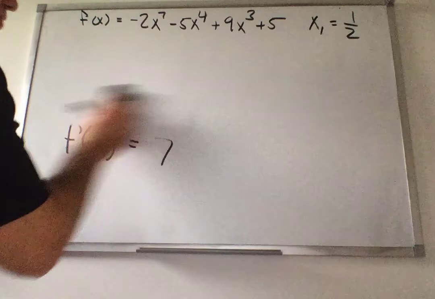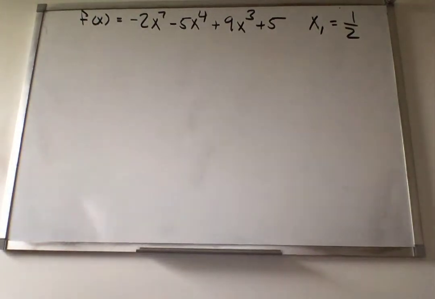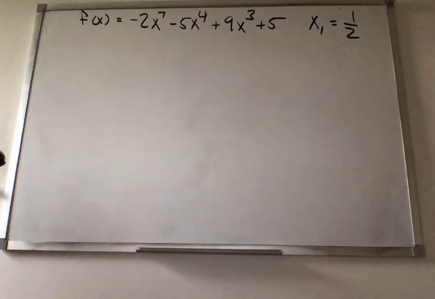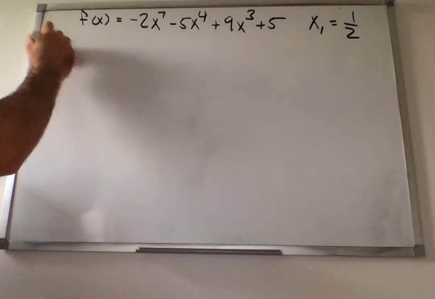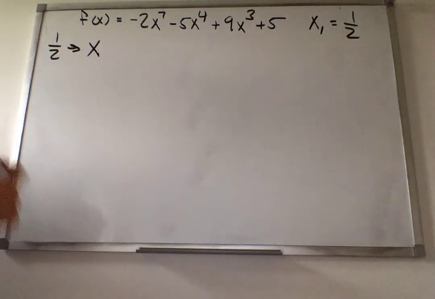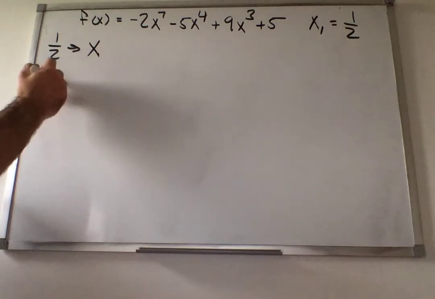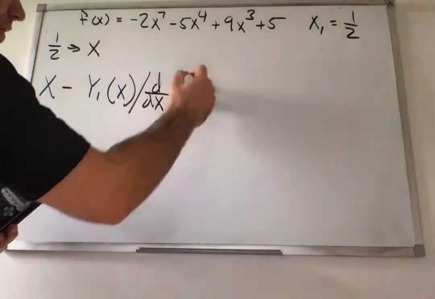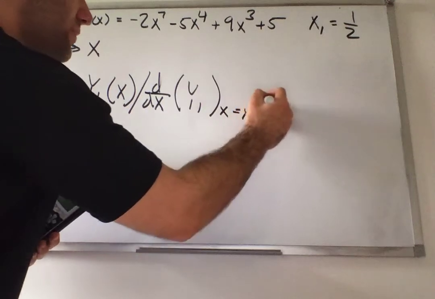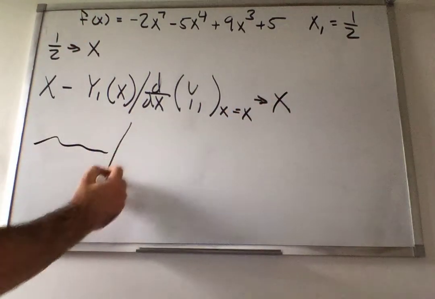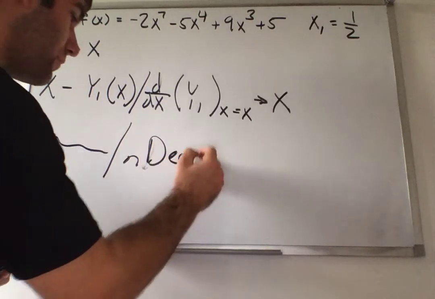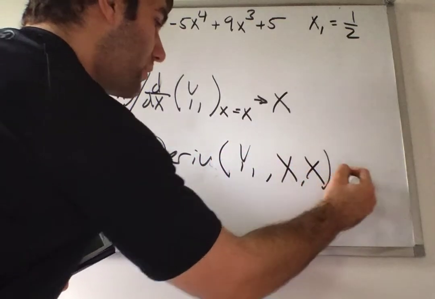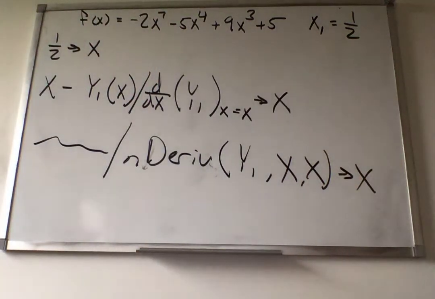Now I'm going to apply Newton's method. So I have to enter this function into y1. After I entered it into y1, I need to store 1/2 into x. Same process as we have been doing. And then x minus y1 of x divided by the derivative of y1 at x, that is, nDeriv of y1 comma x comma x, store that into x, depending on what calculator you have.